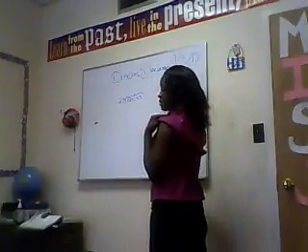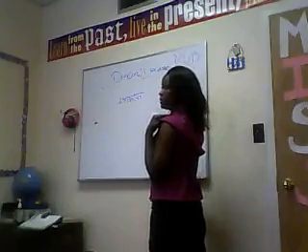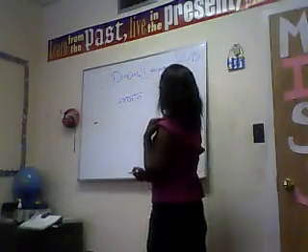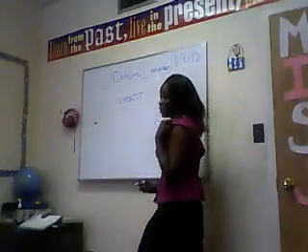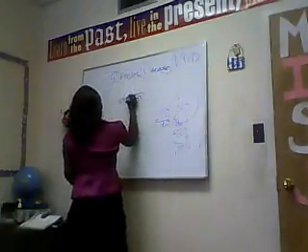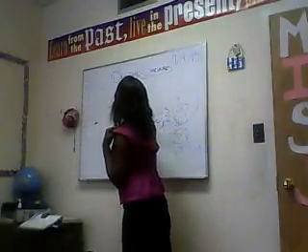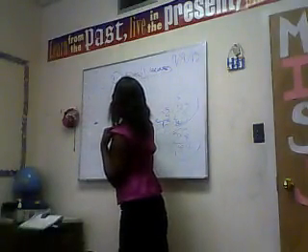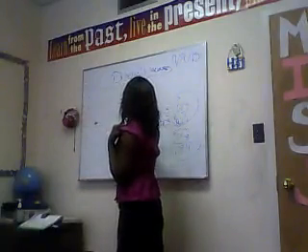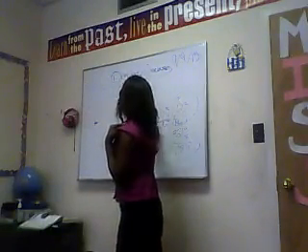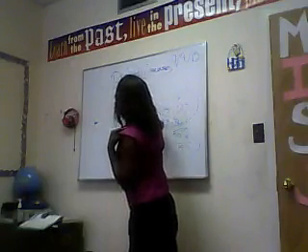So this can't be the answer. Why? It's too big. So what has to be my answer? 7. So how many times does 23 go into 181? 7. And what do I do? 23 times 7 is 161. 181 minus 161 is?